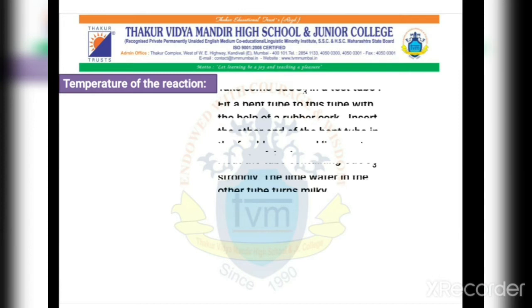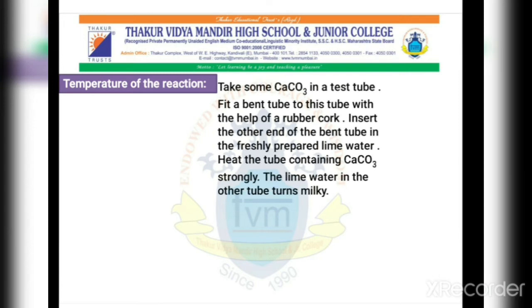Here we have taken some calcium carbonate in a test tube. Fit a bent tube to this tube with the help of a rubber cork. Insert the other end of the bent tube in the freshly prepared lime water. Heat the test tube containing calcium carbonate strongly. As soon as I start heating, the lime water in the other test tube turns milky.